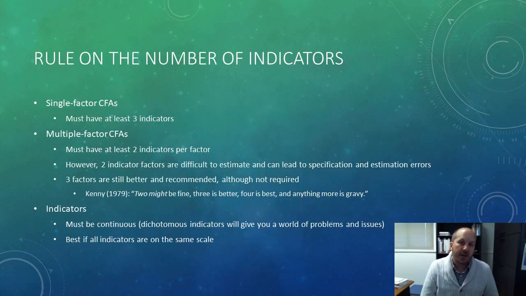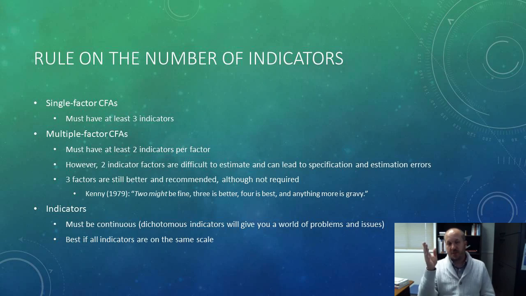There is a rule also on how many indicators you need to have per factor. If you're doing a single factor CFA, you need to have at least 3 indicators on your latent variable. If you have a multiple factor CFA, so if there are 2 or more latent variables in there, you can have 2 indicators per factor, but even if you do, you might run into a lot of issues with estimation and errors and Heywood cases, all sorts of things. So even though you can have 2 indicators on a latent construct, it's much better to have at least 3.